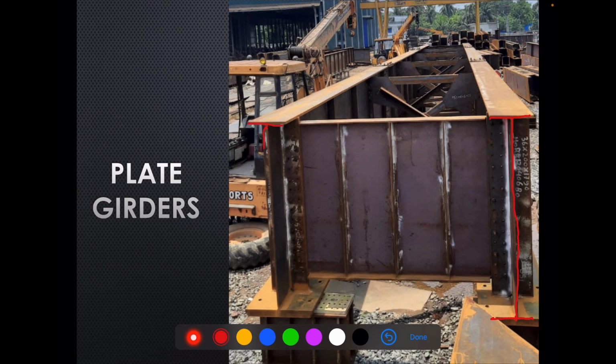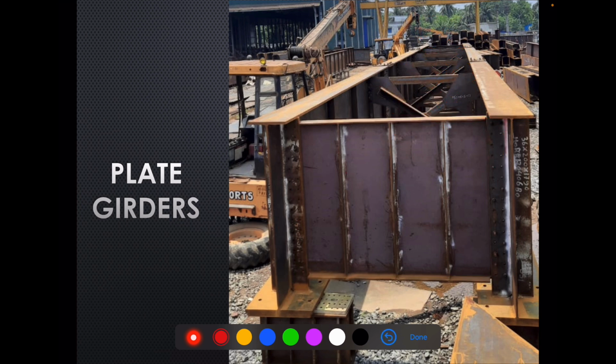And this is another I section. These two sections are connected at the end by a diaphragm, and in the middle they are connected with the help of cross bracings at regular intervals, and again at the end we have an end diaphragm.